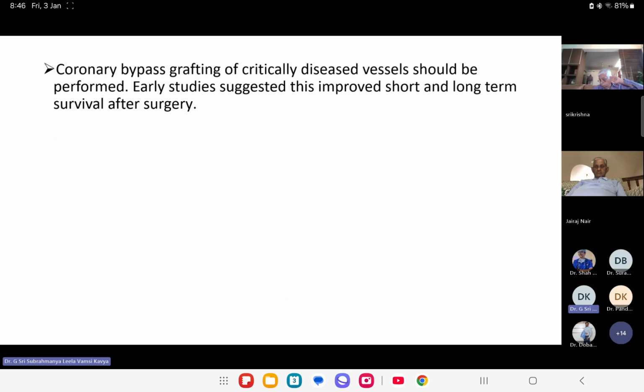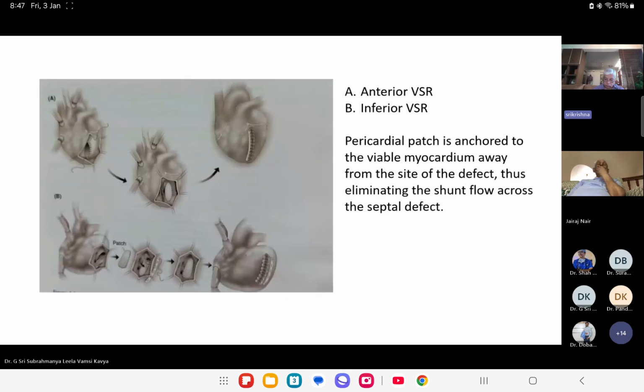Coronary bypass grafting of critically diseased vessels should be performed. Early studies suggested this improved short-term and long-term survival after surgery. The above picture shows an anterior VSR and the below is an inferior VSR. The pericardial patch is anchored to the viable myocardium away from the site of the defect, thus eliminating the shunt flow across the septal defect.